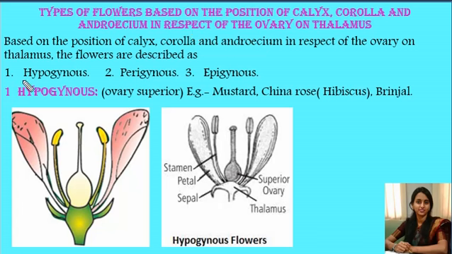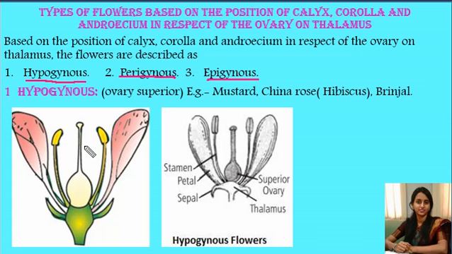The first one is the hypogynous flowers. Second one is perigynous flowers. Third one is epigynous flowers. Now let us discuss in detail about all these three types of flowers. Now the first one is hypogynous flowers.